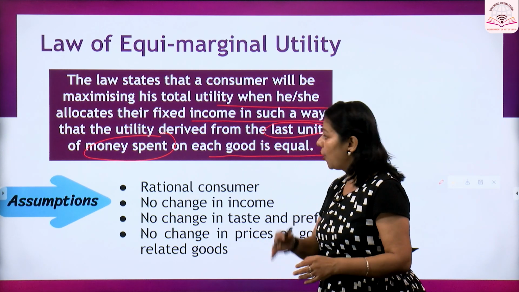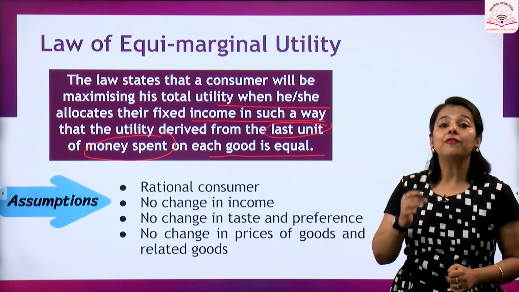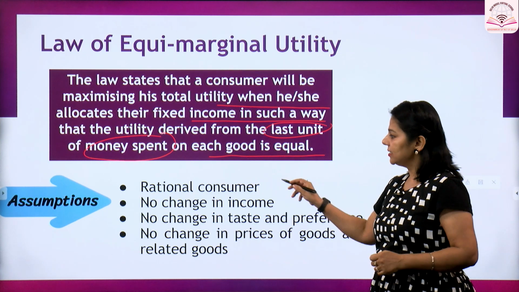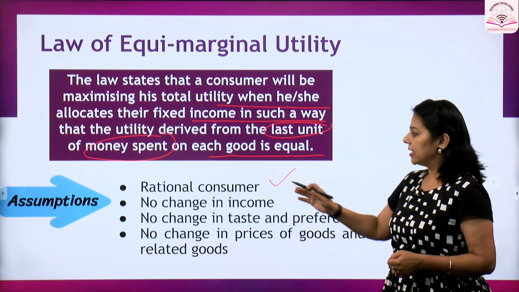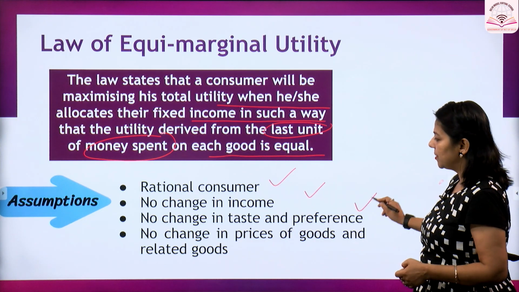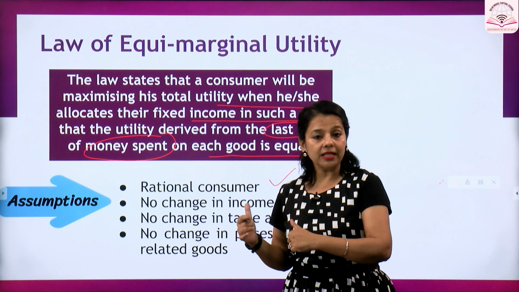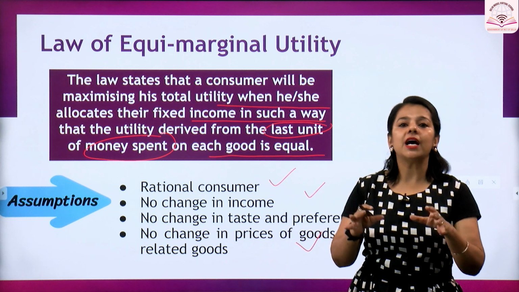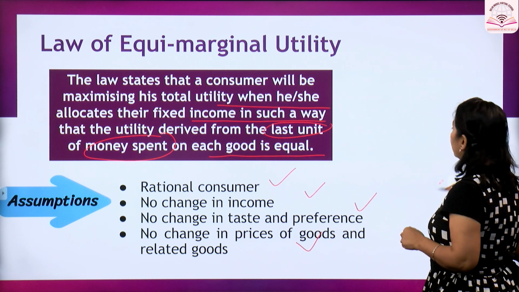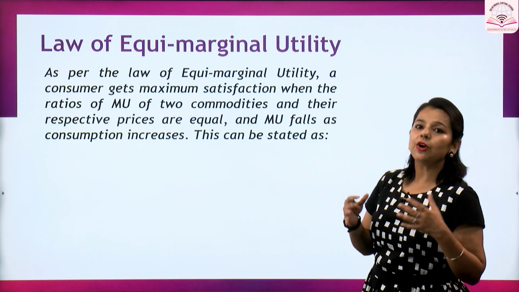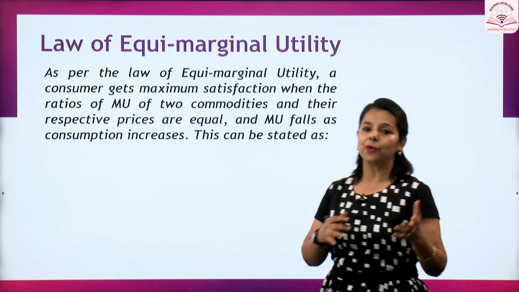So this law is based on various assumptions, that is, there is a rational consumer, and there is no change in income, taste and preferences, or price of related goods. So in this law, we are equating the per rupee marginal utility of good X and good Y.